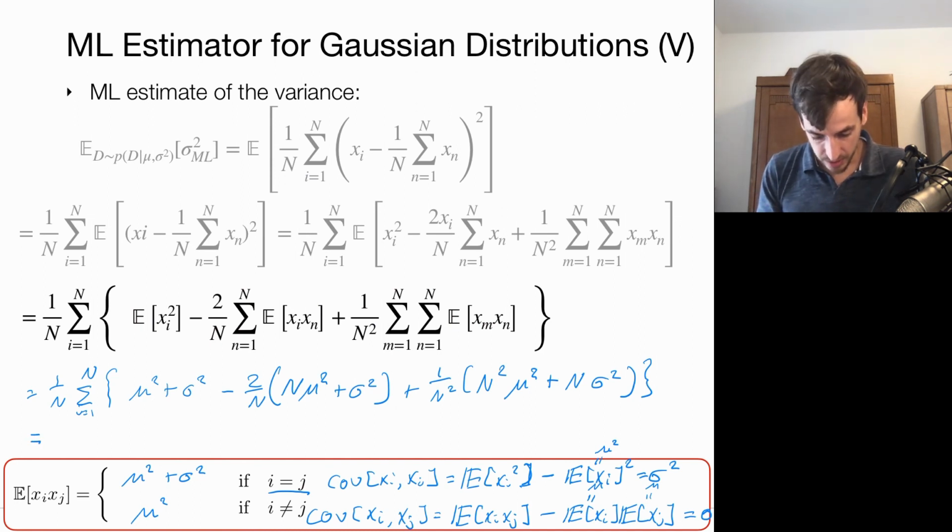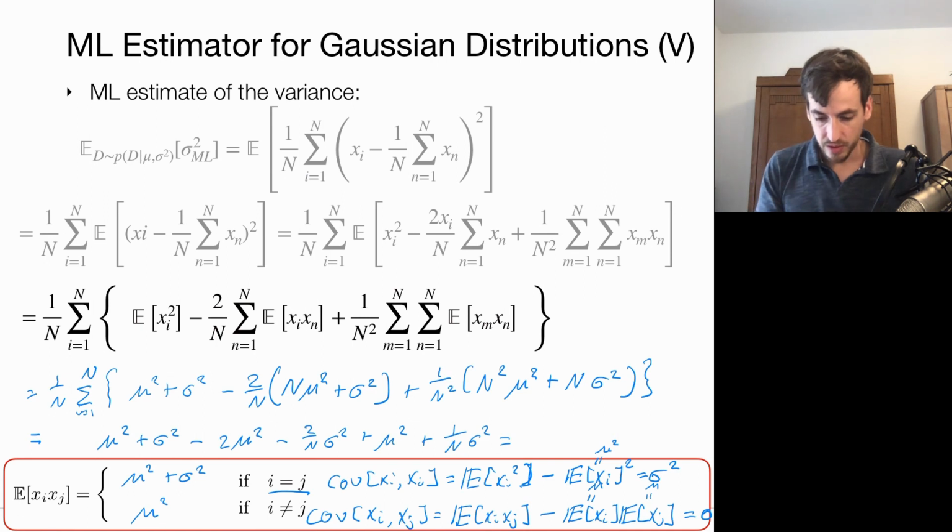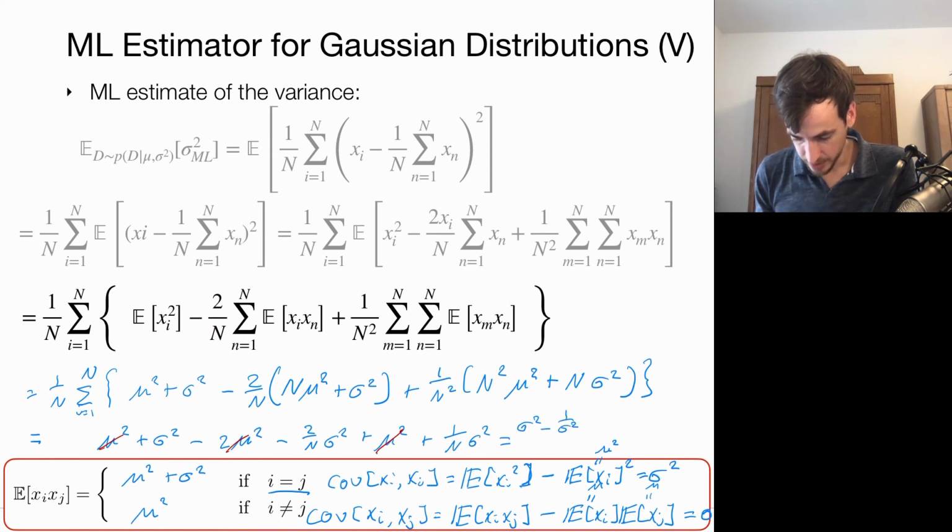Okay, now let's collect terms. First of all, I would like to note that this entire sum does not depend on the index i. So this part is just taking the average, so it can be omitted. So we see that these mu terms cancel out. And we have sigma squared minus 1 over n sigma squared. And this equals n minus 1 over n sigma squared.